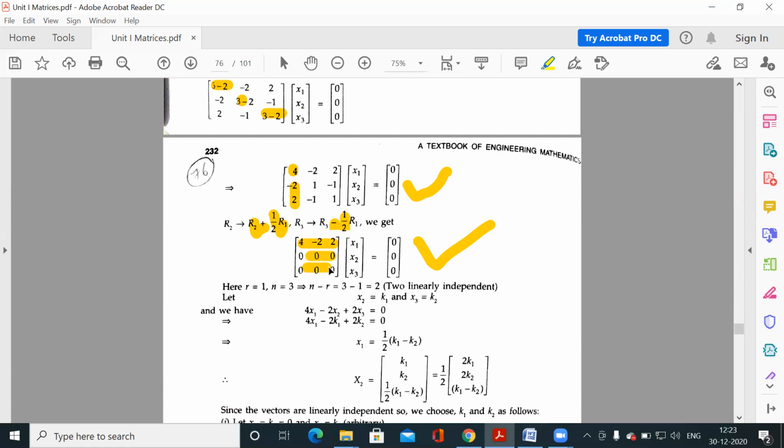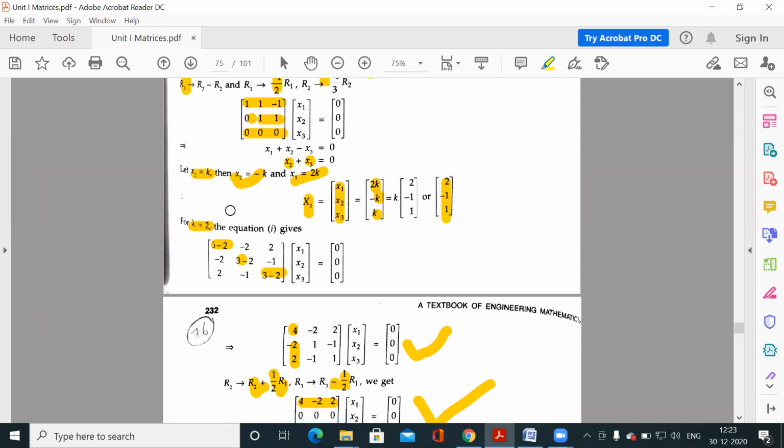So now what is the rank of this matrix? 1. And how many variables are there? 3. So 3 minus 1 rank, that means 2 variables are independent. So rank is 1 and variables are 3, so n minus r, that means 3 minus 1, 2 variables are independent. So now we have 2 independent variables. So this is the case when there is repetition in the eigenvalue.